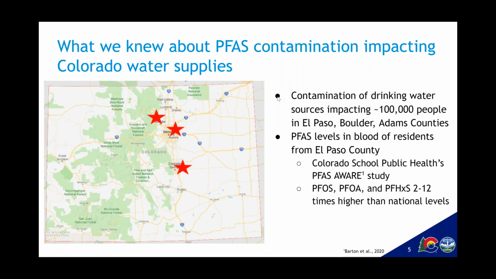That's what was eye-opening, is essentially we've had drinking water sources impacting around 100,000 people, highlighted with the stars there, and blood work that's been done in that Security and Widefield area showed that folks through drinking water exposure had levels in their blood 2 to 12 times higher than the national average. So that's why our main focus is on drinking water right now. But the rest of the state, we really knew nothing about.